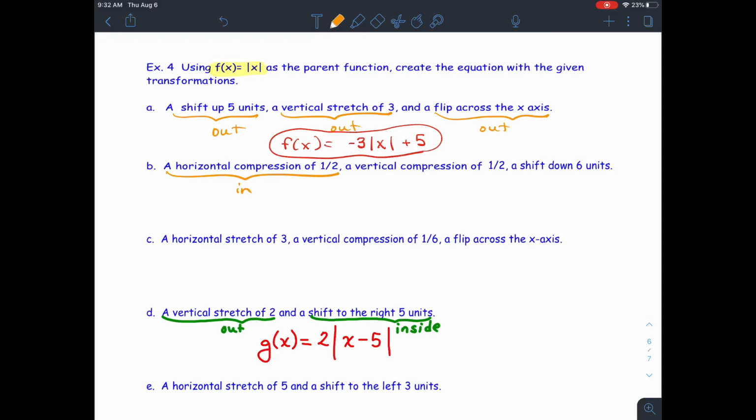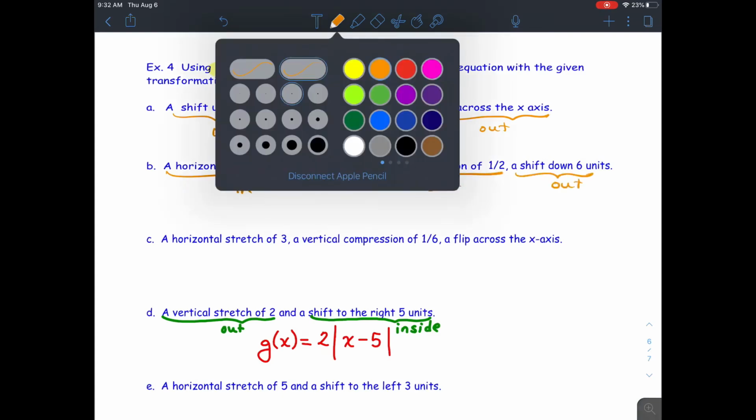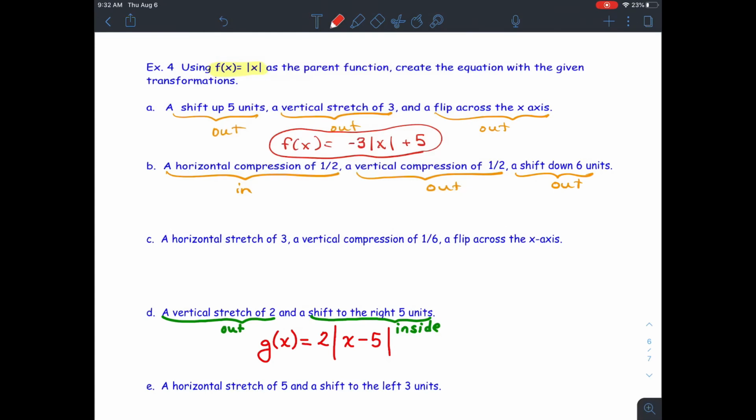Here is a horizontal, remember compression just means shrink, so that needs to be somehow worked into the inside of the parent graph. Here's a vertical compression, that's outside, and then a shift down 6 units, that's also going to be outside. Okay, so I'm going to address the outside stuff first. I'll put my absolute value bars here. Okay, vertical compression of 1/2.